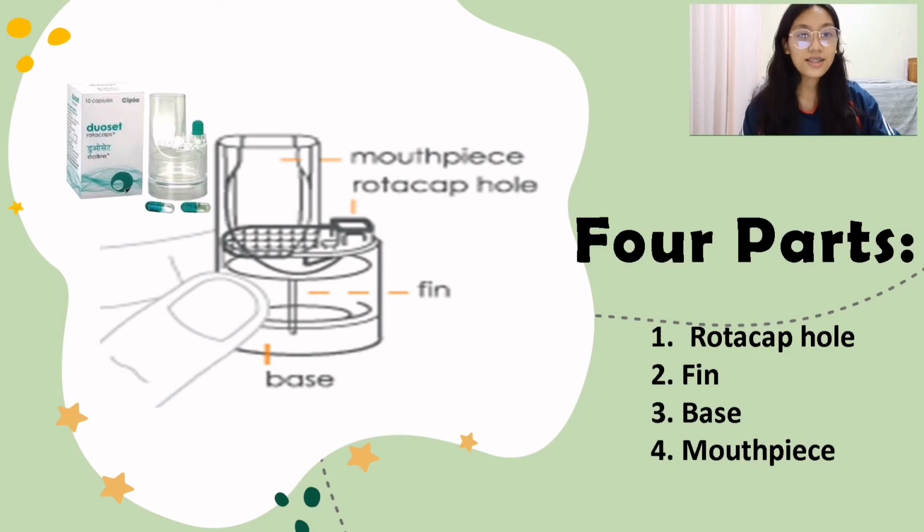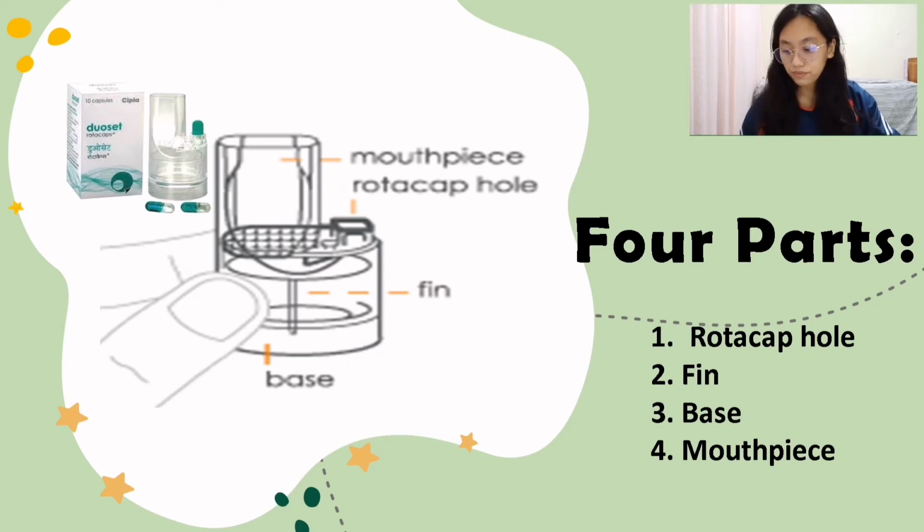For the next slide, we're going to discuss the illustrative parts and definitive function of each part of the Rotahaler inhaler. It is similar with the discus inhaler. The Rotahaler inhaler also consists of 4 parts, which are the Rotacap hole, the fin, the base, and the mouthpiece. You can see the parts here in the slide.